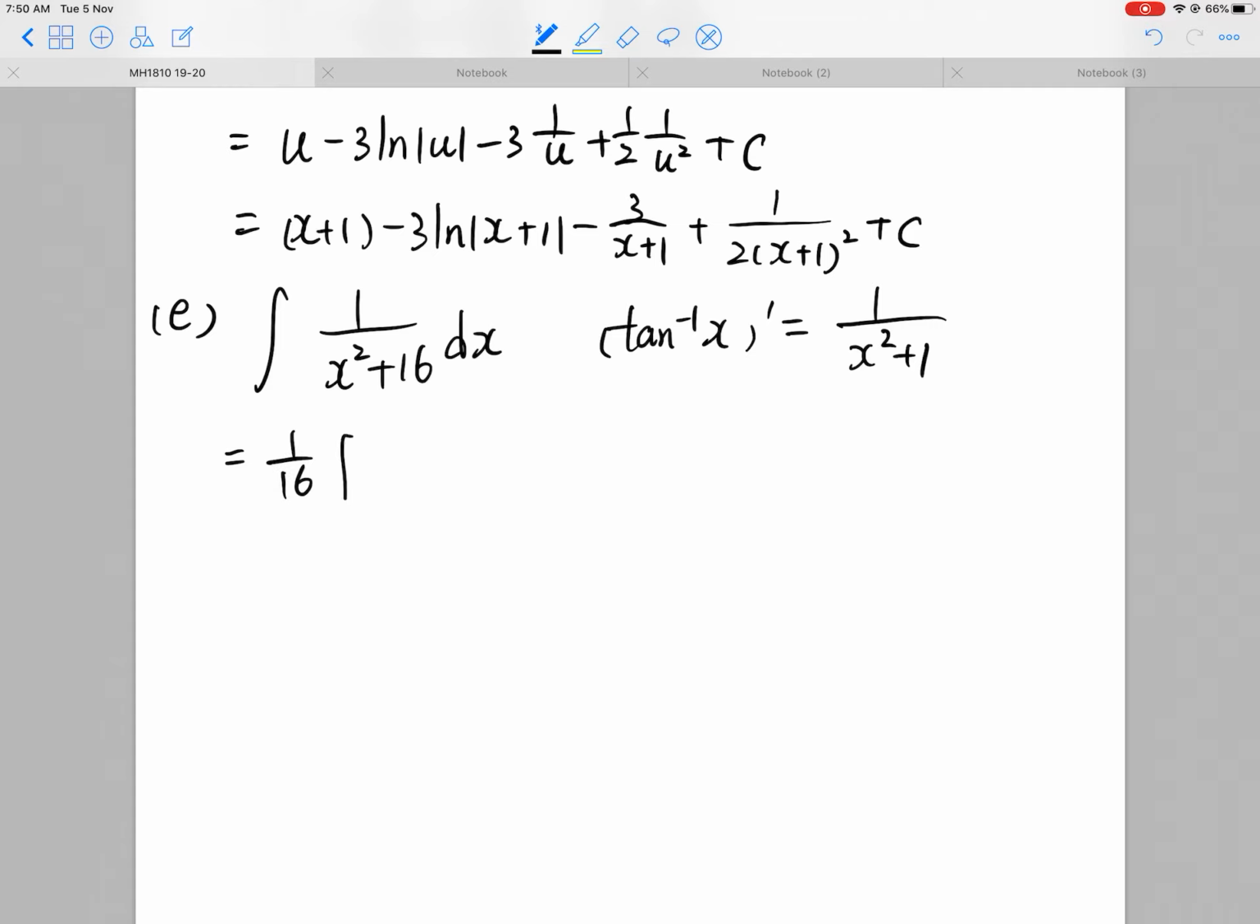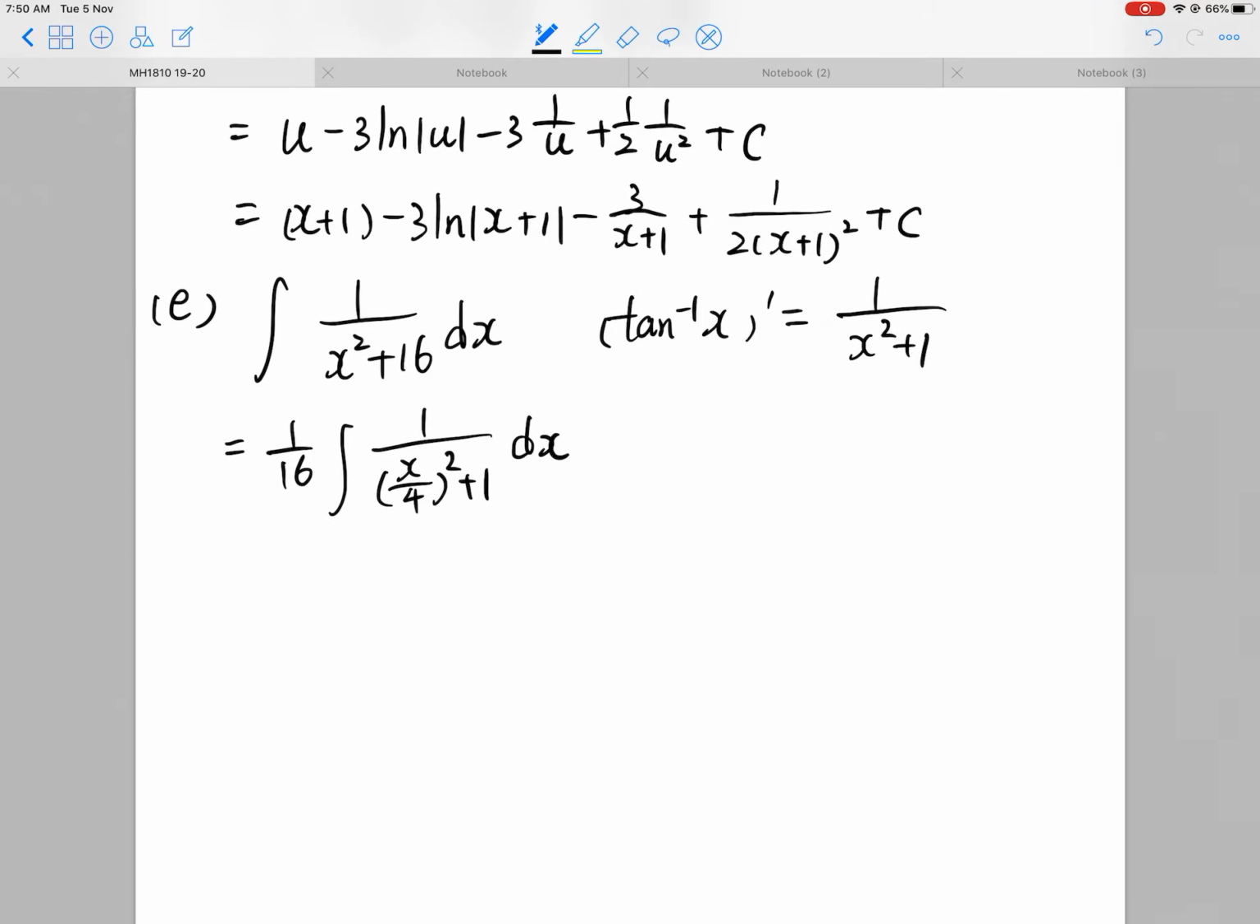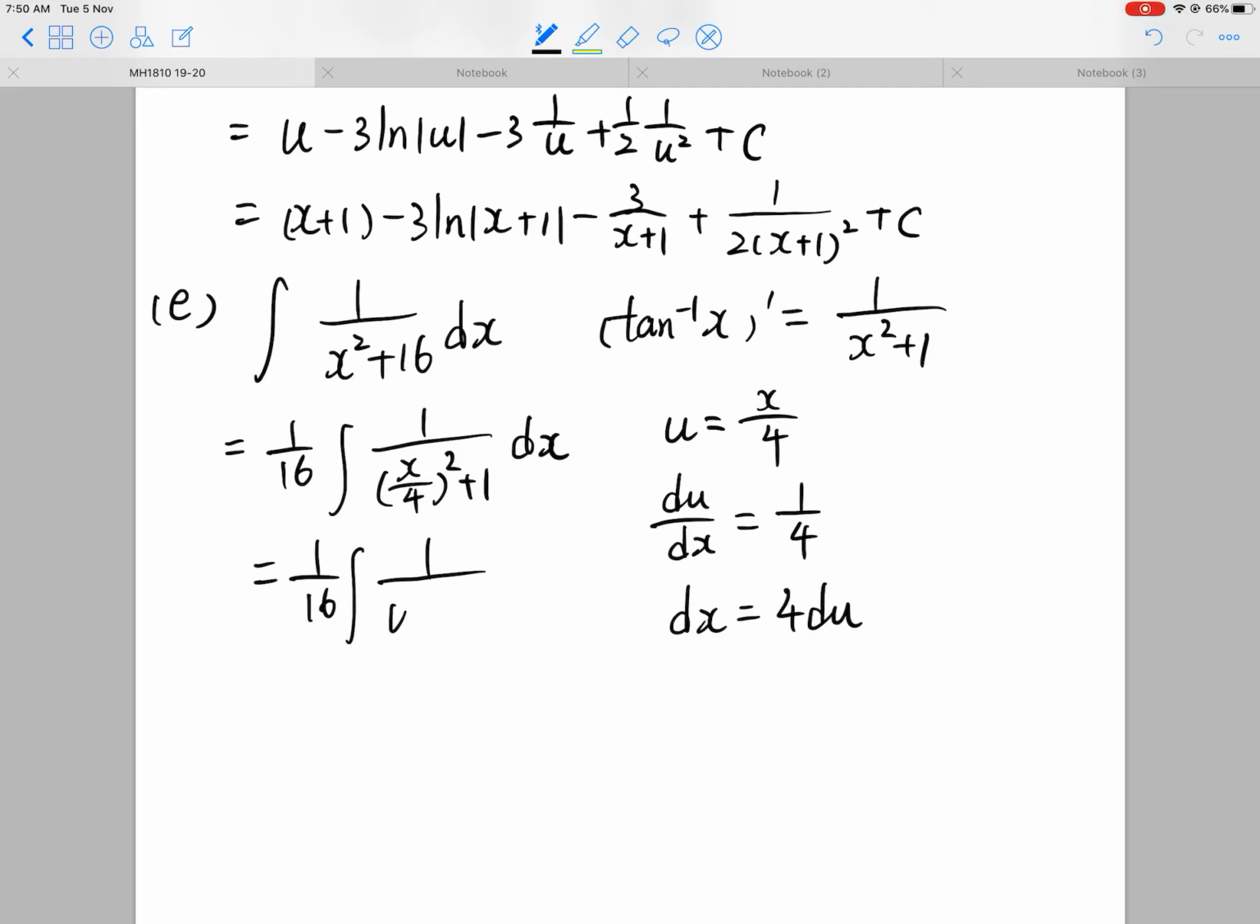So it's 1 over 16, times 1 over (x over 4) squared plus 1. So we divide by 16 on both sides, numerator and denominator. Then we can do a one-time substitution. u is x over 4, right? du over dx is 1 over 4, so dx is 4 du. And we sub in, it's going to be 1 over 16 times the integration of 1 over u squared plus 1, times 4 du.